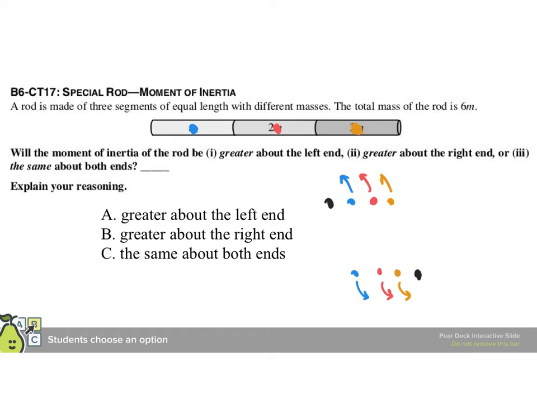The key bit, of course, is that in the top case, most of the mass is really far away from the axis. Whereas here, it's a relatively small distance. And so the 3m is going to play a much greater role in this than in this. So we're going to end up that it must be greater about the left end.